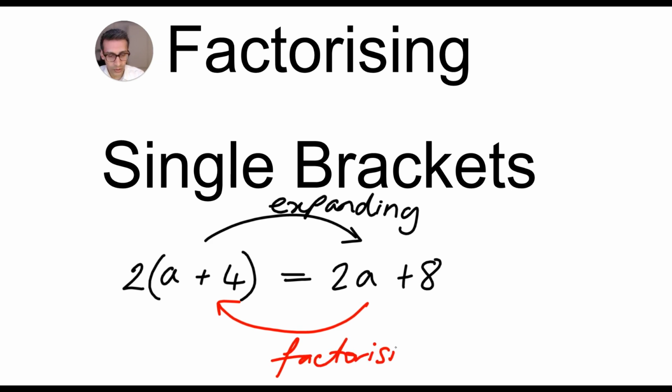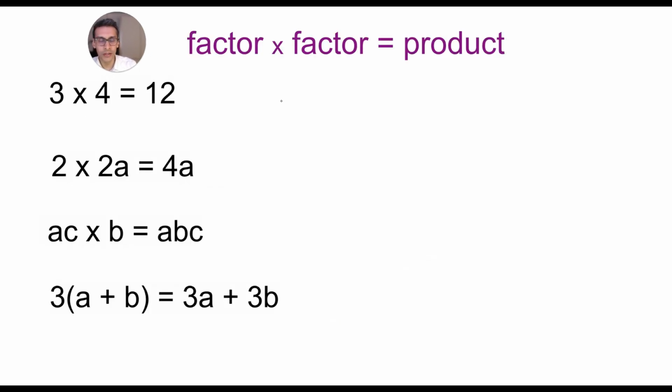So, loosely speaking, it's basically adding the brackets back in. Now there's various ways we can add these brackets back in, and we're going to look at how we can decide to do this. I'm only going to be looking at single brackets for this. A few other things we need to remember in order to do this: a factor multiplied by a factor will give you a product. So a product will consist of factors being multiplied.